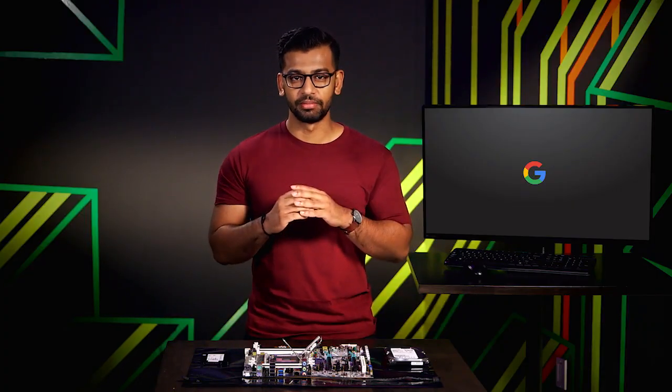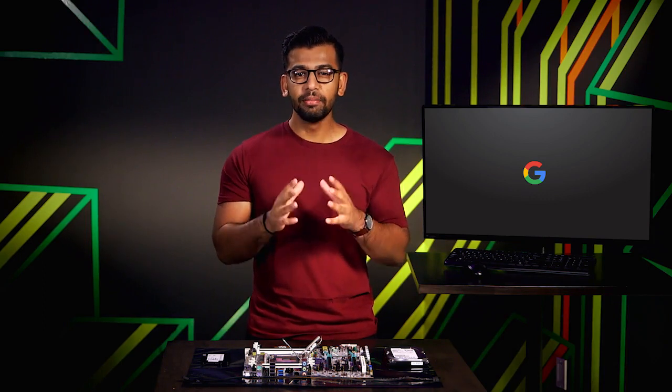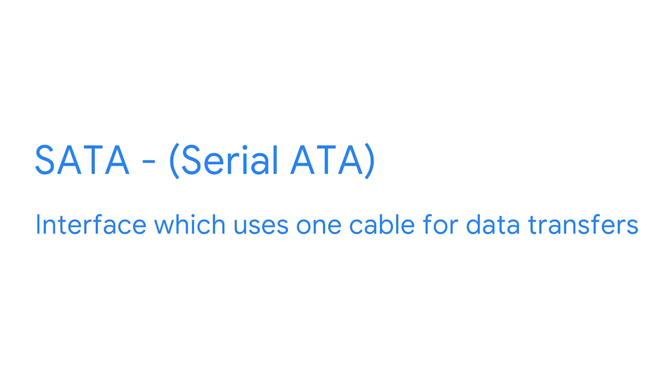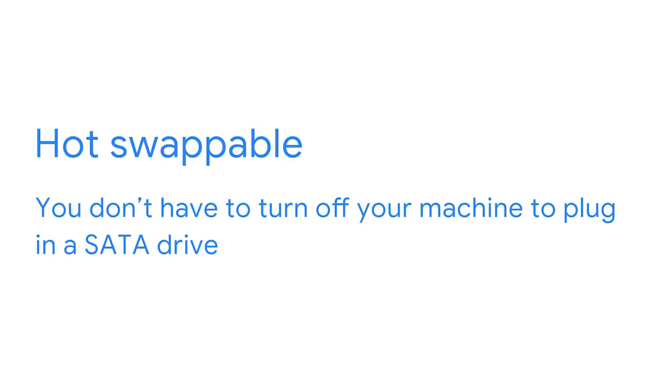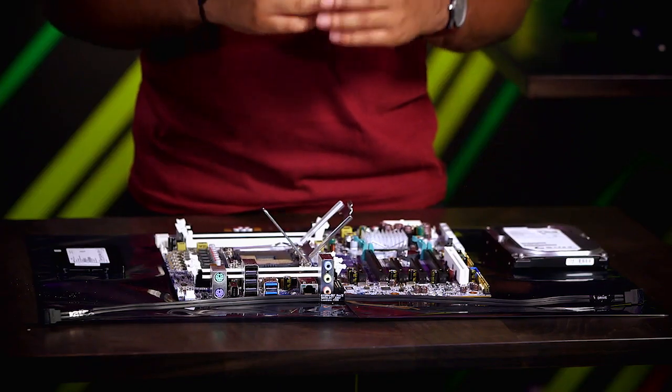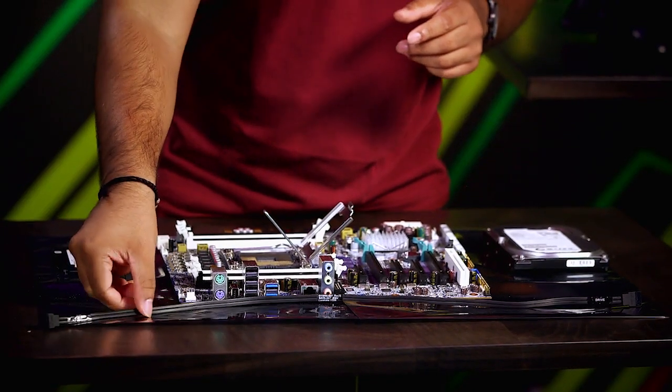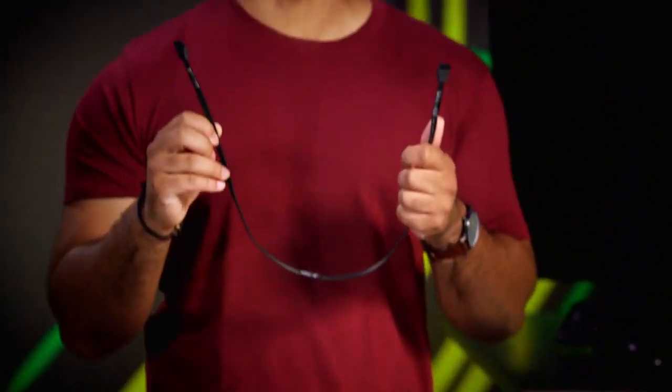There are a few interfaces that hard drives use to connect to our system. ATA interfaces are the most common ones. The most popular ATA drive is the serial ATA, or SATA, which uses one cable for data transfers. SATA drives are hot swappable. Great term, don't you think? It means you don't have to turn off your machine to plug in a SATA drive. SATA drives move data faster and use a more efficient cable like this one than its predecessors.